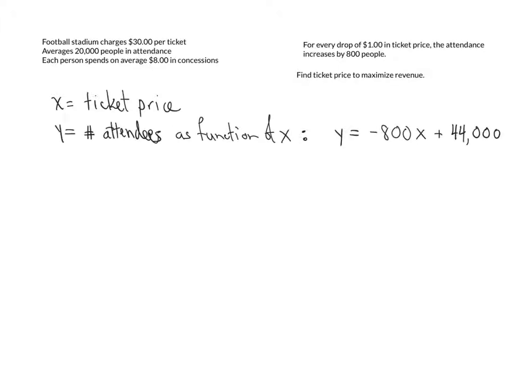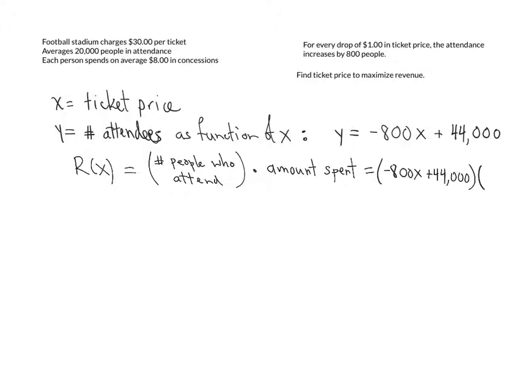Okay, so summarizing, we have chosen to let the variable x represent the ticket price, and we found a formula for the number of attendees as a function of ticket price. So the next thing we need to do is find a formula for the revenue generated as a function of the ticket price the stadium might choose. That's going to be the function r of x. The formula is the number of people who attend times the amount spent. The number of people who attend is negative 800x plus 44,000, and each person spends the ticket price plus $8 in concessions on average, so I can write times x plus 8.